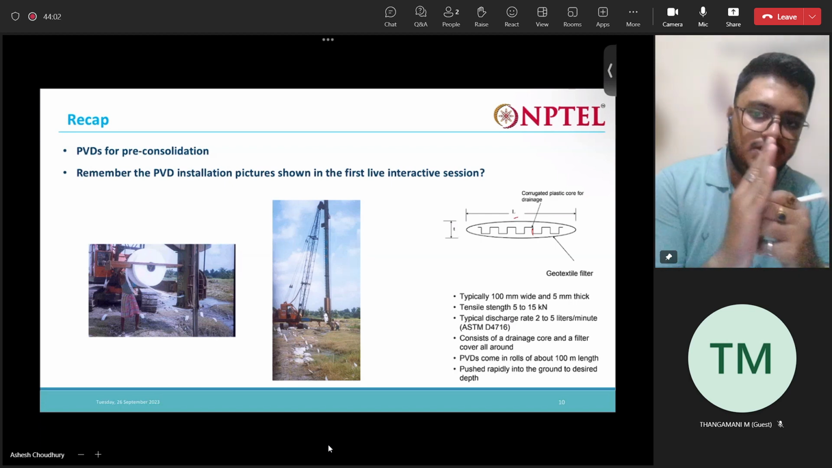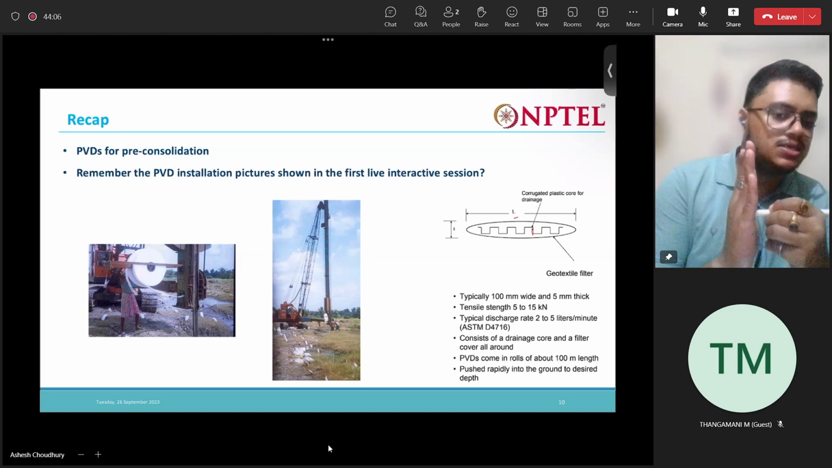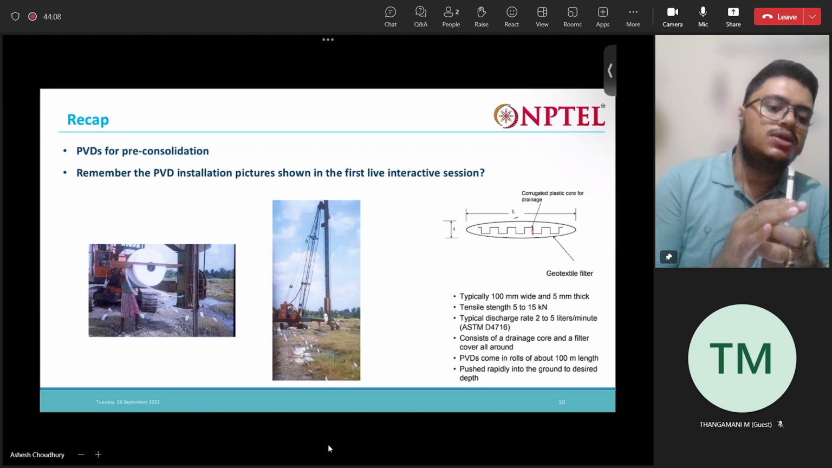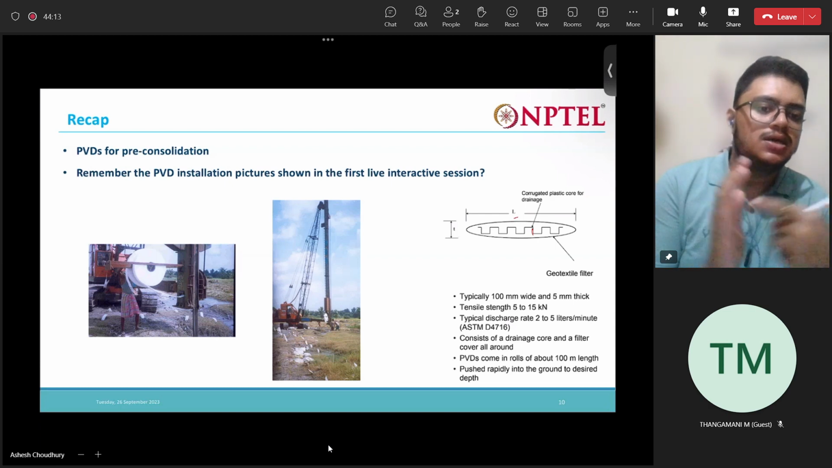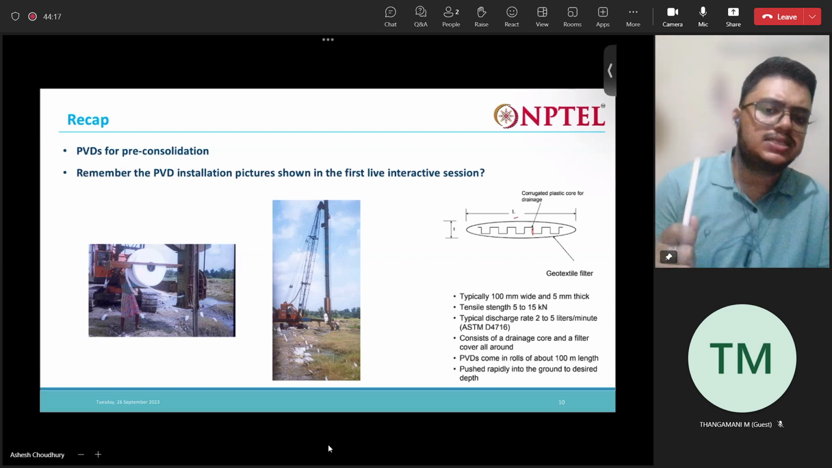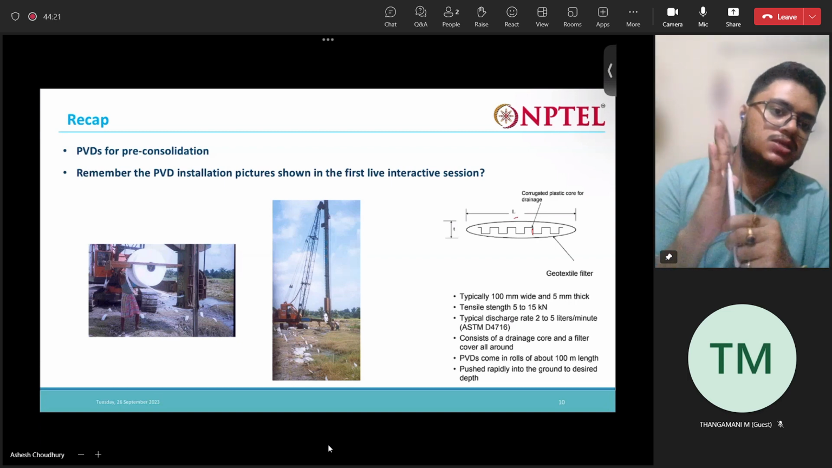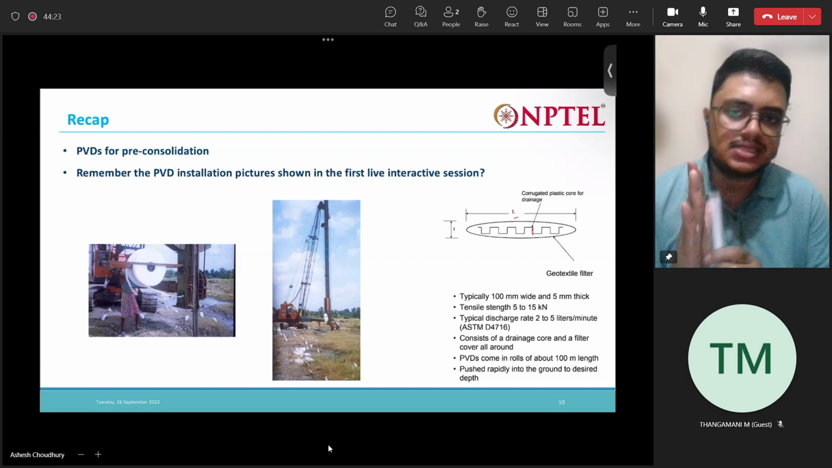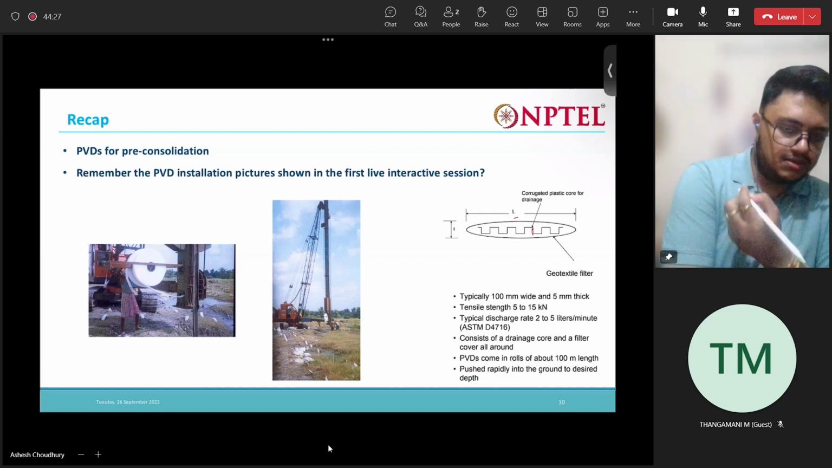pass inside the PVD, so it acts as a filter. It allows only the water to pass, and it does not allow small soil particles to enter inside the PVD. What will happen if soil starts entering? It is going to block the drainage path. So that this does not happen, this geotextile filter is present around it.